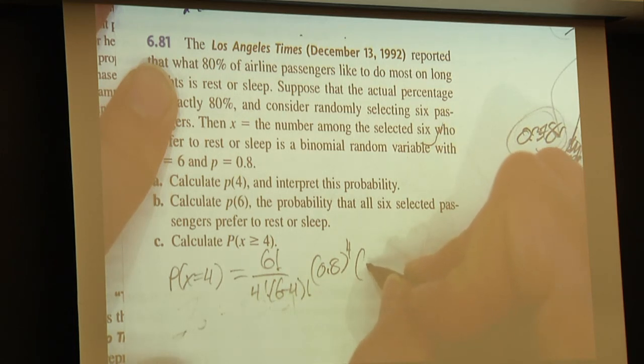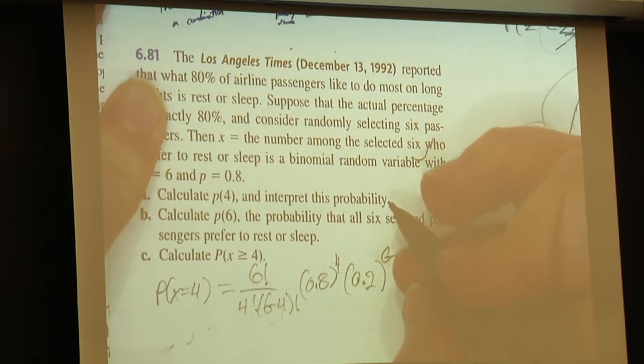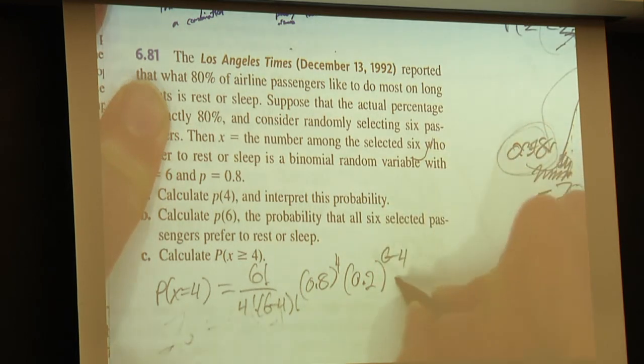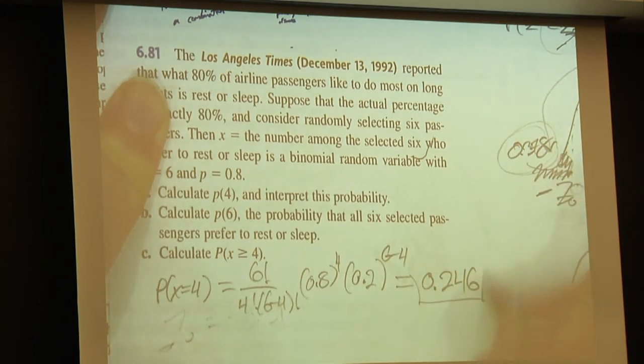So 1 minus 0.8 will just be 0.2, so I'll write that as 0.2 to the n minus x, which is just 6 minus 4, or 2. We plug all those numbers in. It gets kind of pretty, and your calculator doesn't really like you, but it'll do it. 0.246 is our probability. So now what the heck does the number mean?